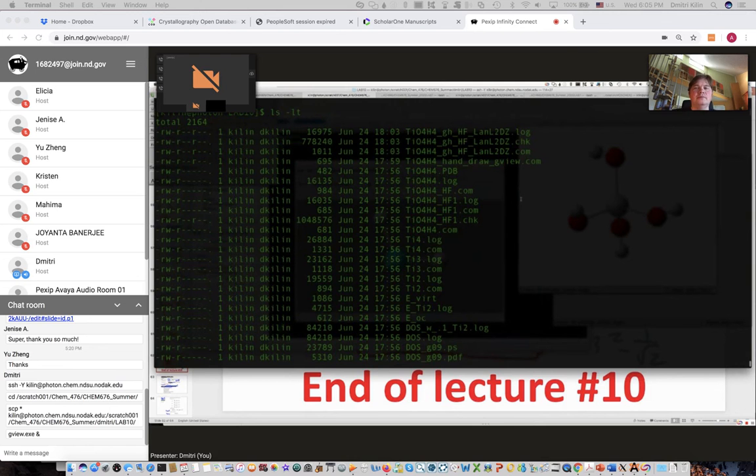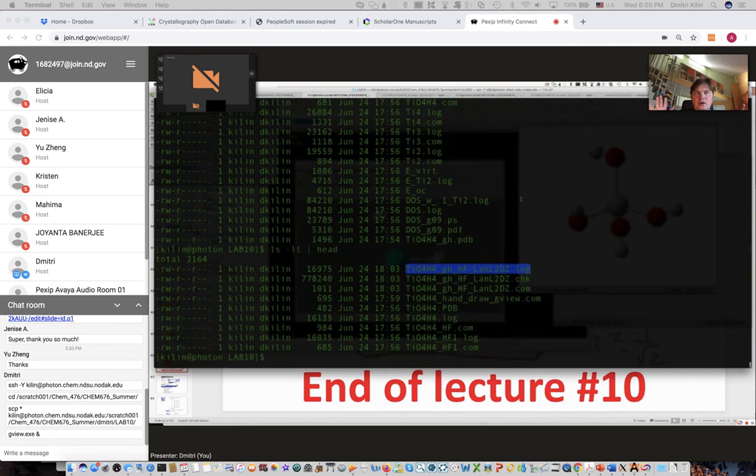So I do want to look inside this .log file that is highlighted in blue. So I'm typing more and then repeating the name of the file.